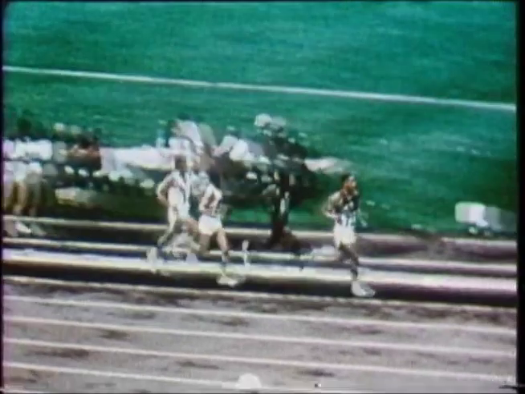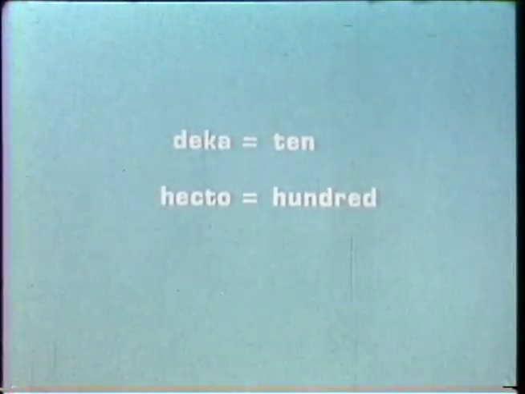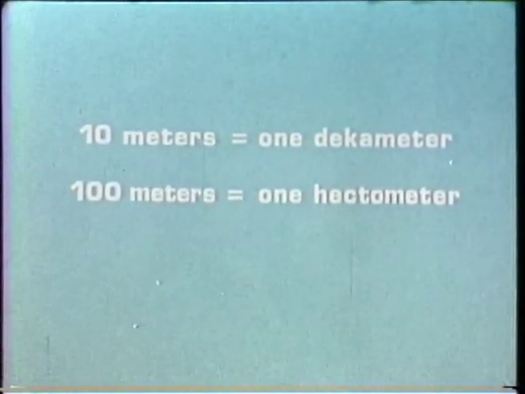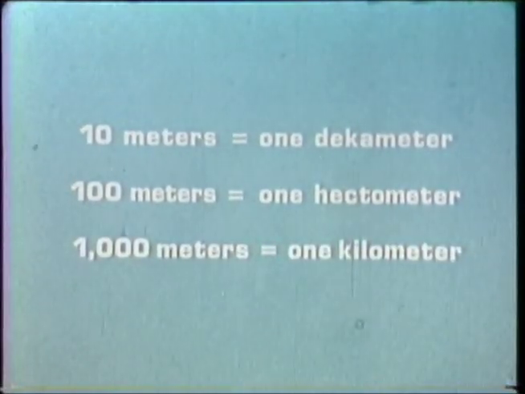Learn the names for large metric measures. Deca, 10. Hecto, 100. Kilo, 1,000. 10 meters is the same as 1 decameter. 100 meters is the same as 1 hectometer. 1,000 meters is the same as 1 kilometer.